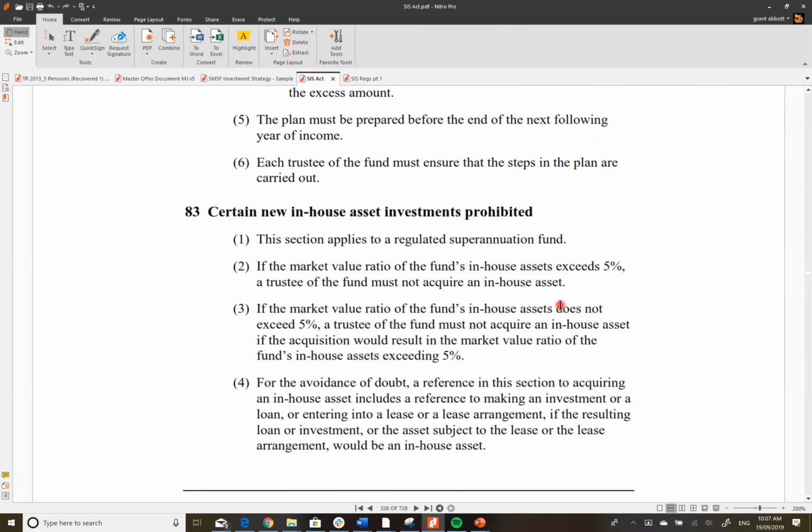If the market value ratio of the fund's in-house assets does not exceed 5%, a trustee of the fund must not acquire an in-house asset if the acquisition would result in the market value ratio of the fund's in-house assets exceeding 5%. For the avoidance of doubt, a reference in the section to acquiring an in-house asset includes a reference to making an investment or a loan or entering into a lease or lease arrangement if the resulting loan or investment or the asset subject to the lease or lease arrangement would be an in-house asset.